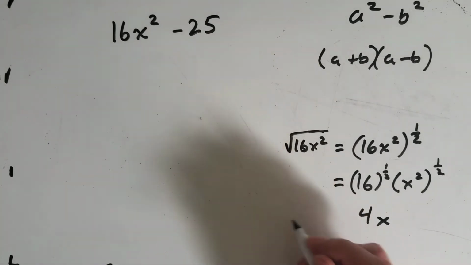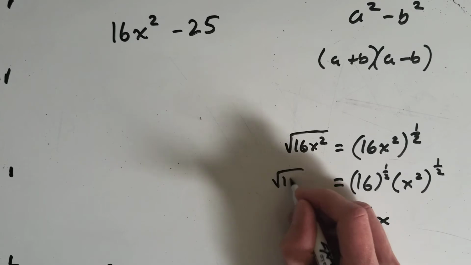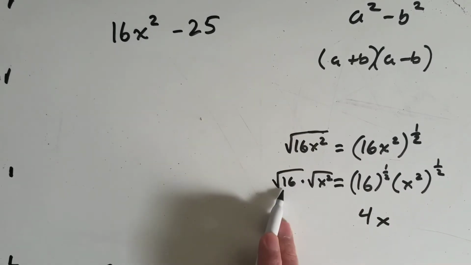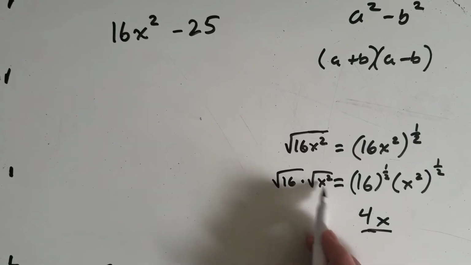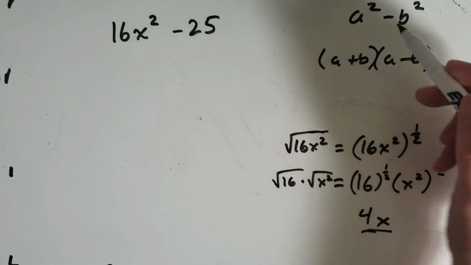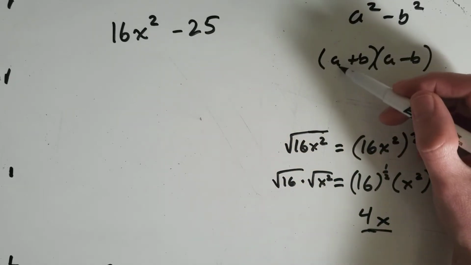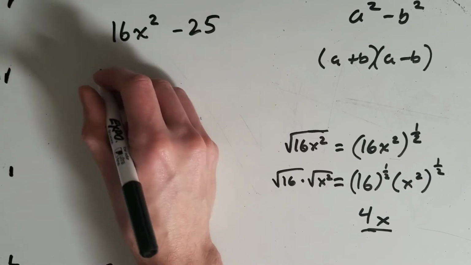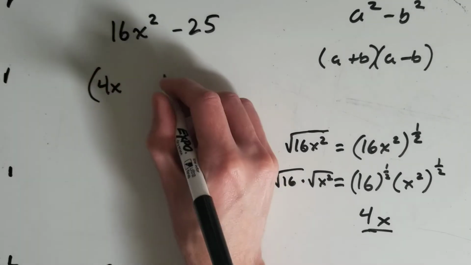We haven't talked about this yet, but you could also do this like the square root of 16 times the square root of x squared. The square root of 16 is 4, and the square root of x squared is x. So if you're using this form, your a would be 4x. If you square 4x, you get 16x squared. So when we factor, it's going to be a 4x where your a is.